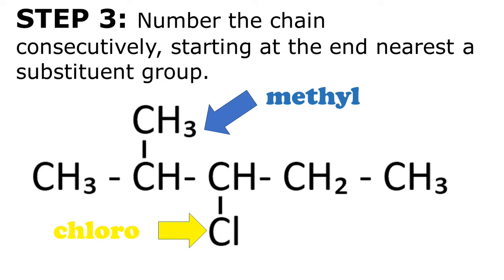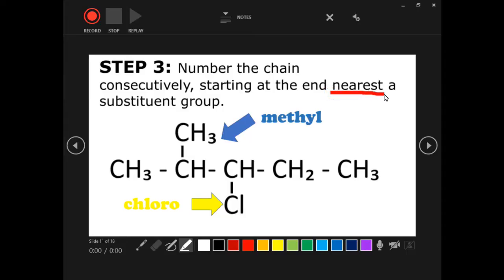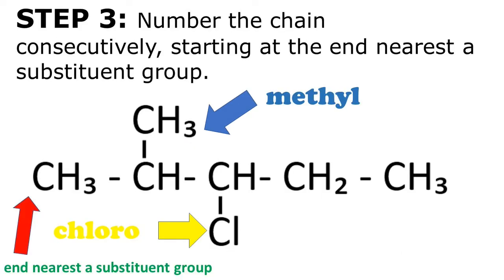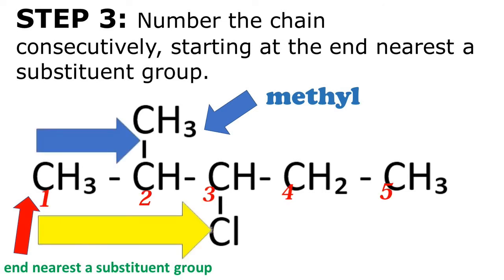Step 3. Number the chain consecutively, starting at the end nearest a substituent group. So for this example, our substituents are methyl and chloro. Obviously, the end with the red arrow is the end nearest a substituent group, which is the methyl, and that is on the carbon number 2.